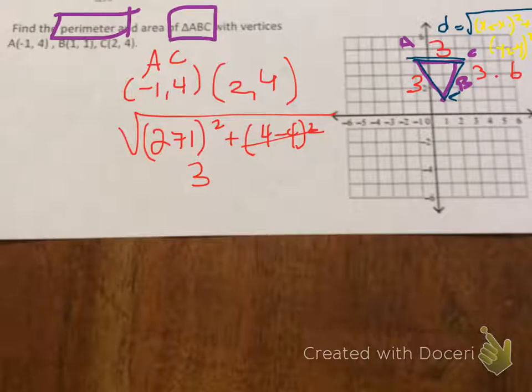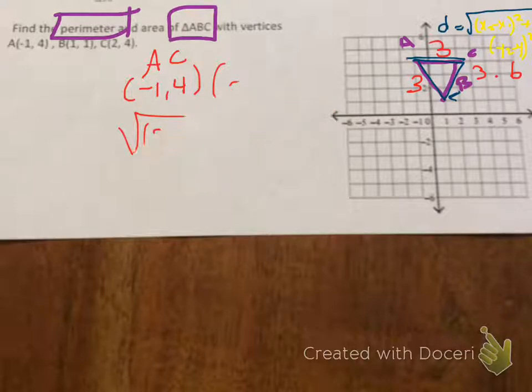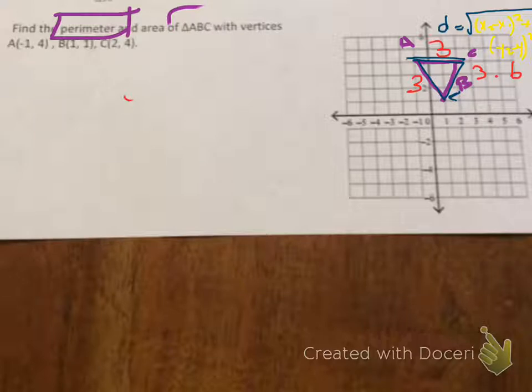So the perimeter of this triangle that we have graphed over here is going to be all of those values added together. So the perimeter is 3 plus 3 plus 3.6, which is going to be 9.6.